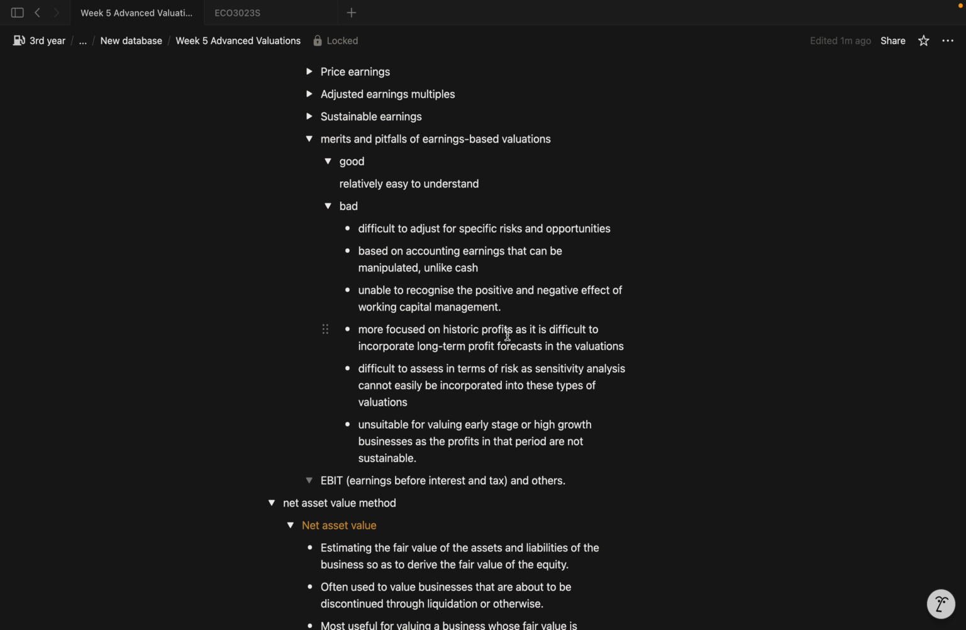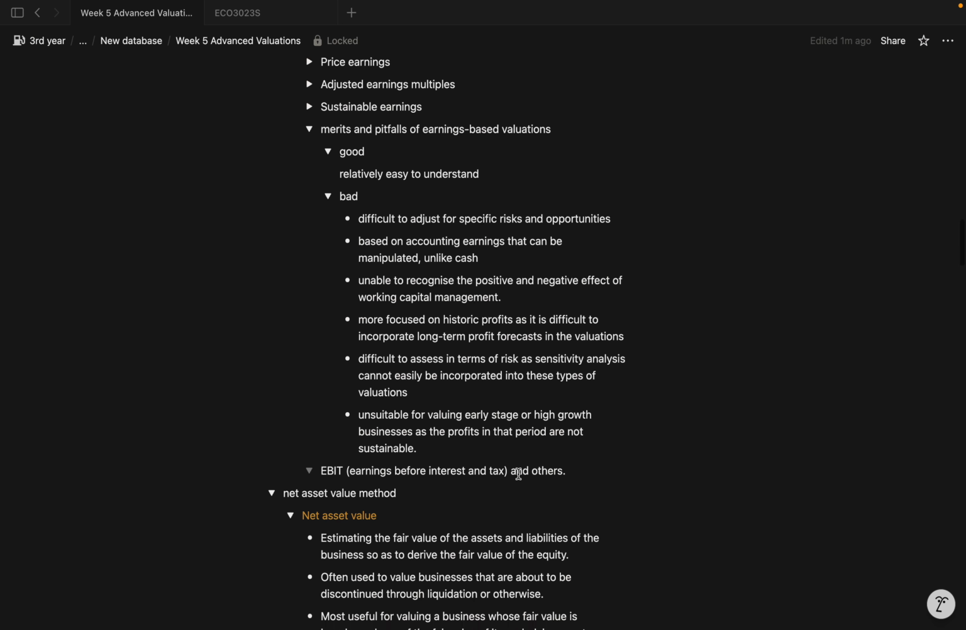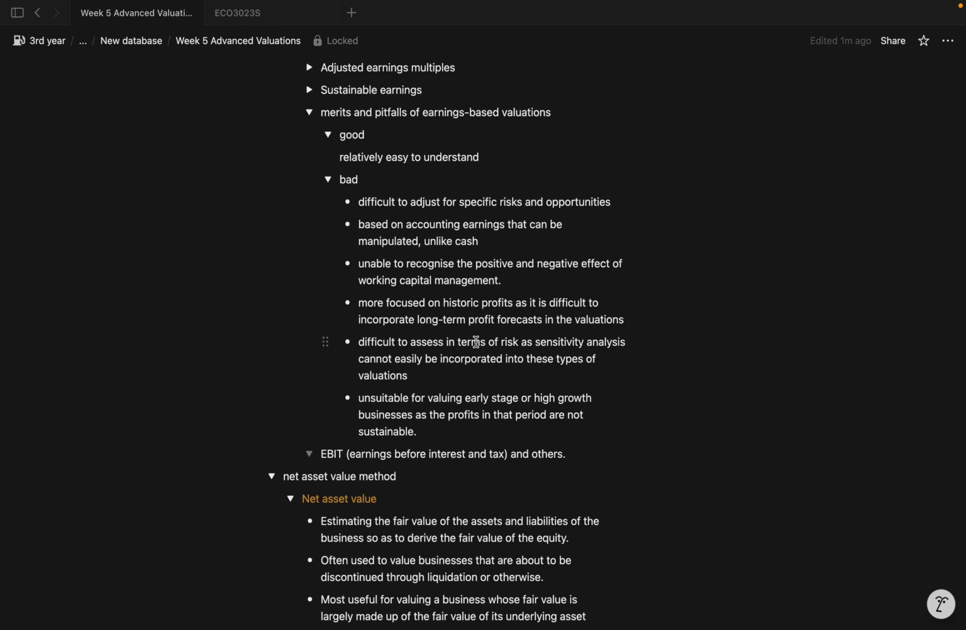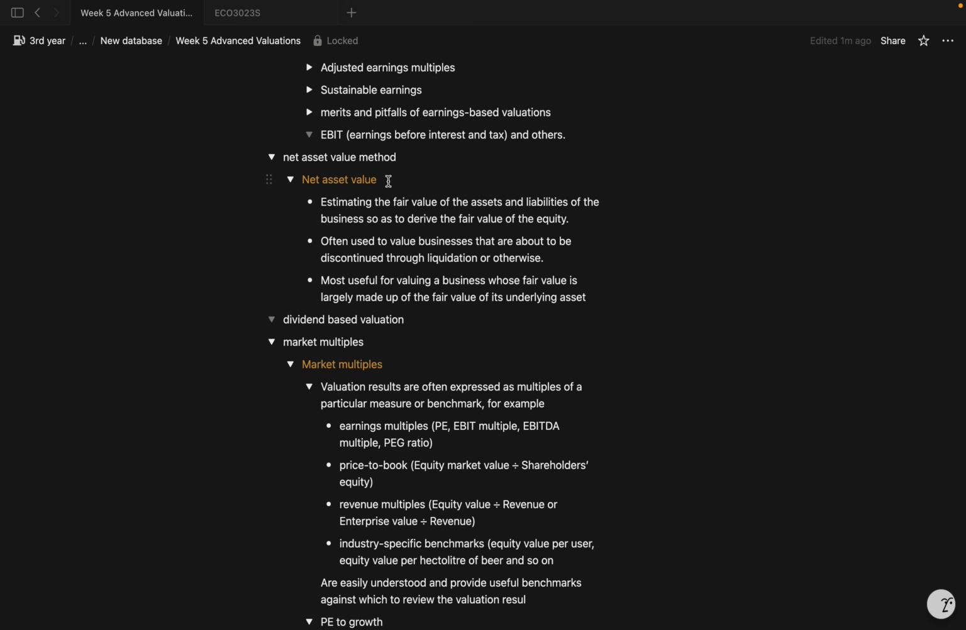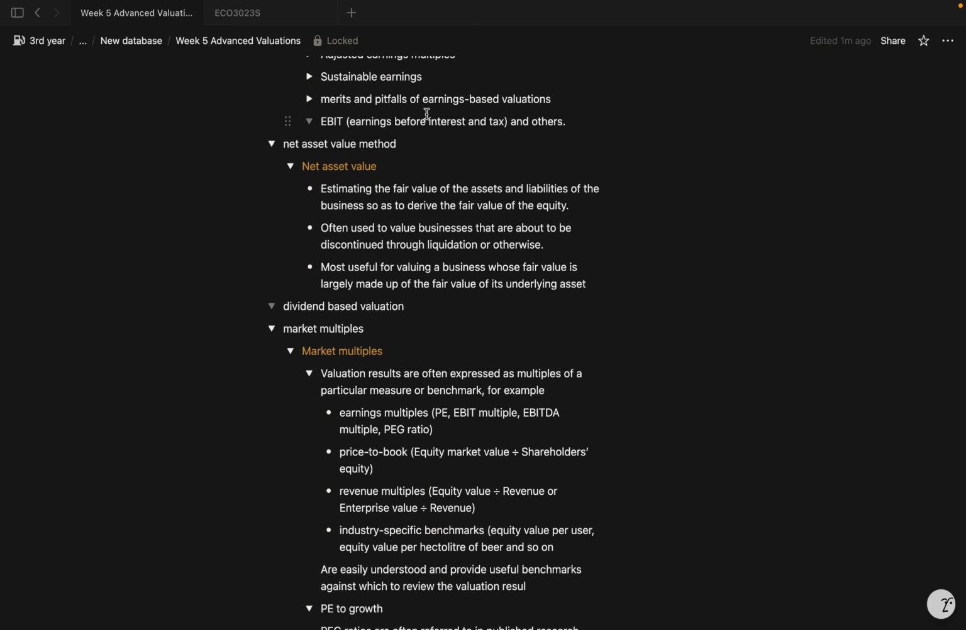We're focused on historic profits because it's difficult to incorporate long-term profit forecasts in our valuations. It's not sensitive to risk, and it's not suitable for valuing early stage or high growth businesses, as the profits in that period are not sustainable. There we go. I had something here on EBIT, but I forgot to add it in, so whatever.